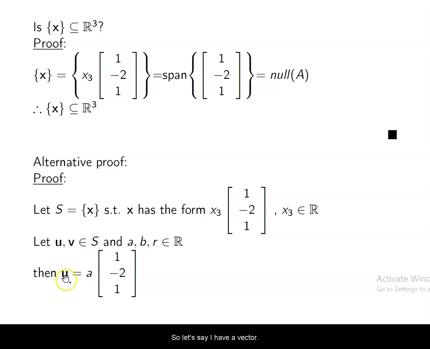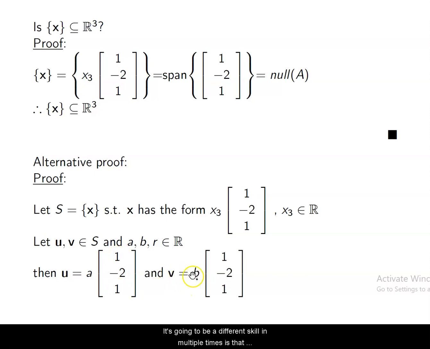So let's say I have a vector u and v, then u looks like some scalar times my vector, right? So this is what things in S look like, right? A scalar times this vector. So u is a scalar times that vector. V is going to be the same thing. It's going to be a different scalar multiple times this vector. In fact, a and b can be the same, or they can be different. It doesn't matter. They're generic values, right? They're just generic scalars.